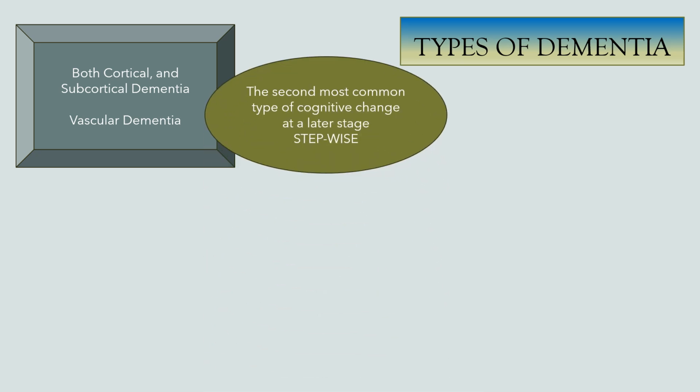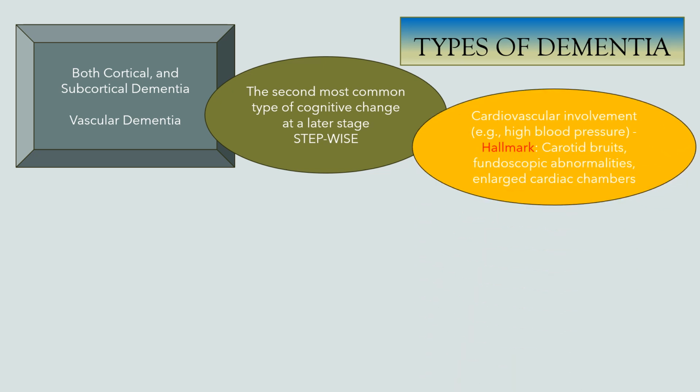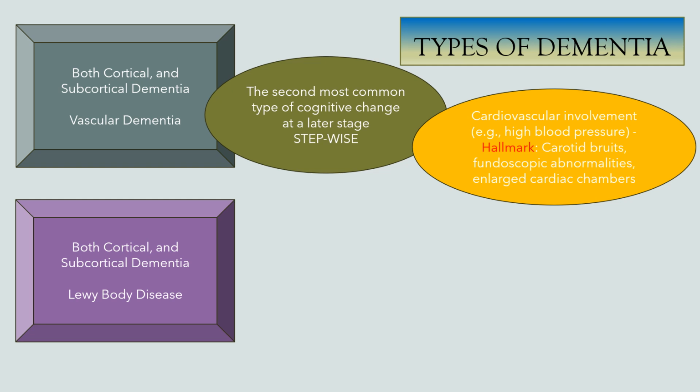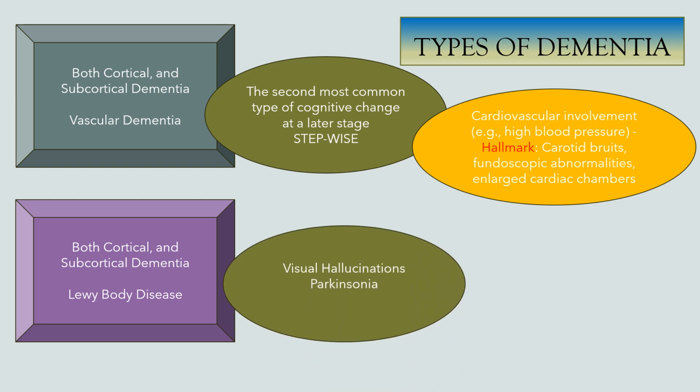Subcortical dementia, vascular dementia, the second most common type of cognitive change at a later stage, and this one is stepwise. Cardiovascular involvement with high blood pressure, but the hallmarks are carotid bruits, fundoscopic abnormalities, and enlarged cardiac chambers. Lewy body disease is both a cortical and subcortical dementia: visual hallucinations, Parkinsonism, and adverse reactions to antipsychotics.